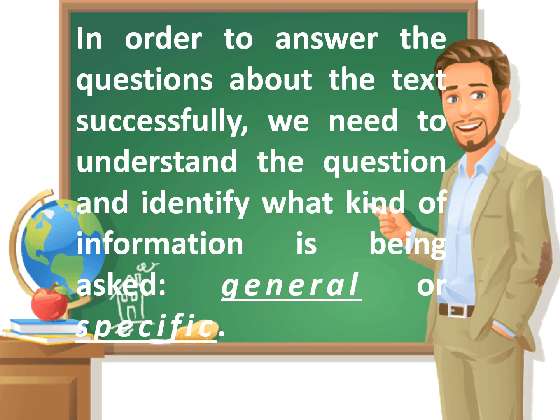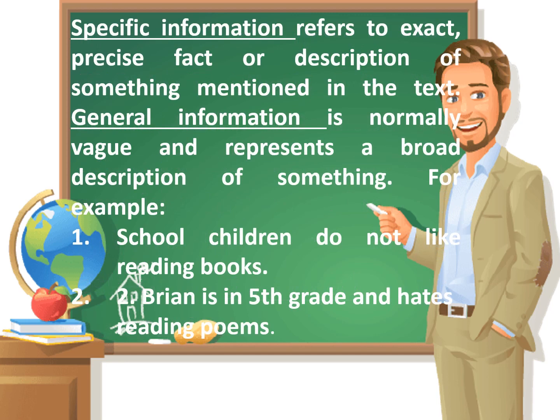In order to answer questions about the text successfully, we need to understand the question and identify what kind of information is being asked. Is it general or specific? Specific information refers to exact, precise facts or descriptions of something mentioned in the text, while general information is normally vague and represents a broad description of something.